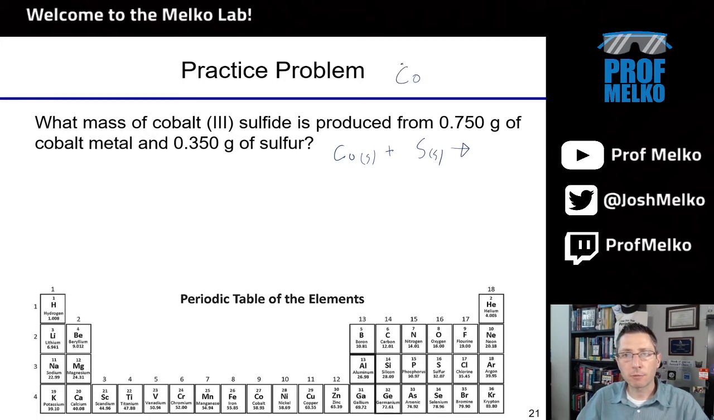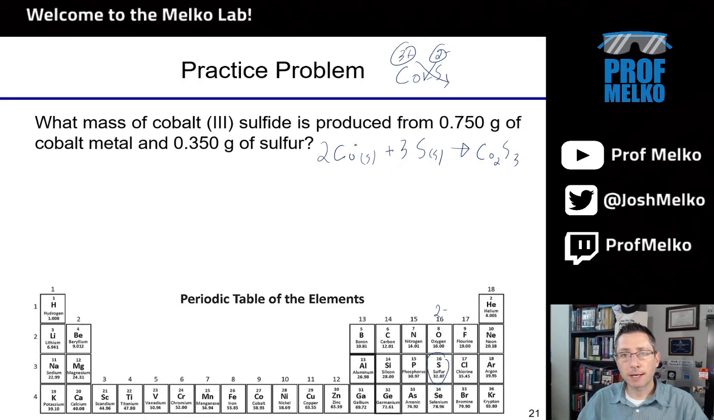The 3 in Roman numerals means when it's combining, cobalt has a 3+ charge. Sulfide means sulfur, and it usually has a 2- charge, which means I cross these numbers over to get the formula Co2S3. Okay, so I have to balance this over here with a 2 in front of cobalt and a 3 in front of sulfur. So that's my now balanced chemical reaction, the first part of any stoichiometry or limiting reactant problem.